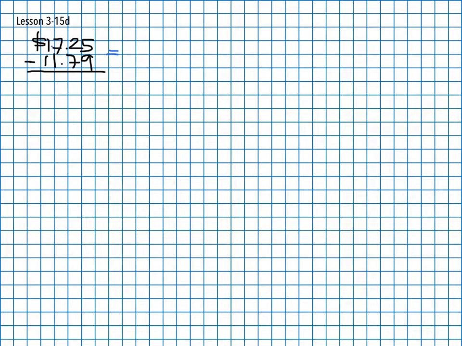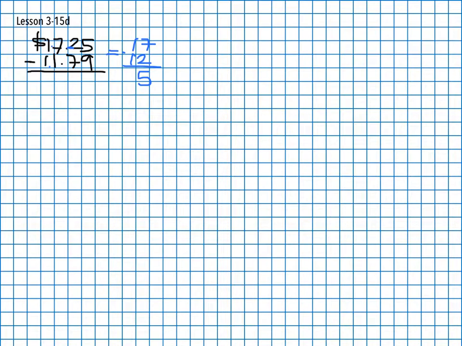17.2, I'm going to round that down to 17, and then this one I'm going to round up to 12, and so I'm going to have essentially 17 minus 12, and I should get 5. So we know that the answer to this should be somewhere around 5. When we're doing this, we can figure out what is a reasonable versus an unreasonable answer.